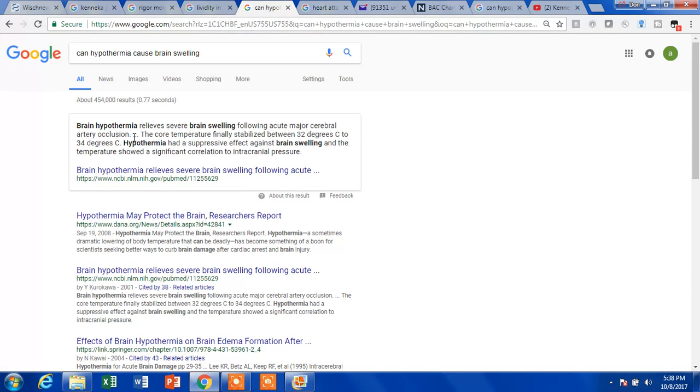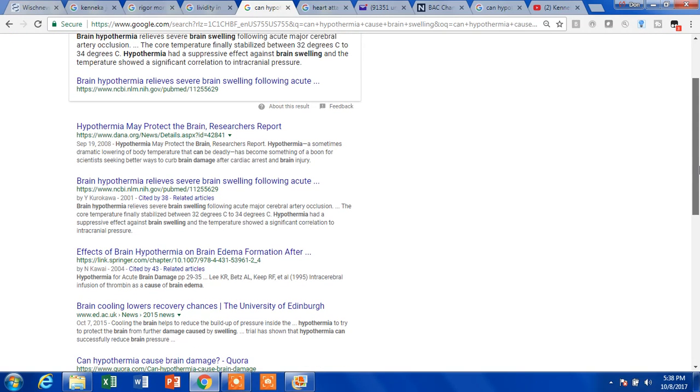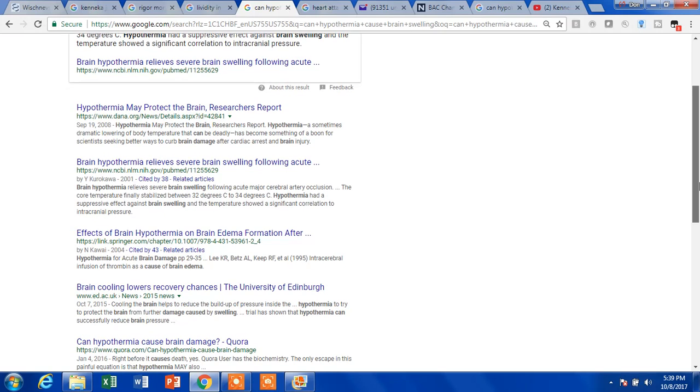Now I'm gonna show you guys this first. Okay, the hypothermia. They do use hypothermia to reduce brain swelling, especially in people that have had cardiac arrest, heart attacks, anything that's gonna cause the brain to swell. Right here: hypothermia may protect the brain. Hypothermia had a suppressive effect against brain swelling, and the temperature showed a significant correlation to intracranial pressure. It reduces brain swelling.